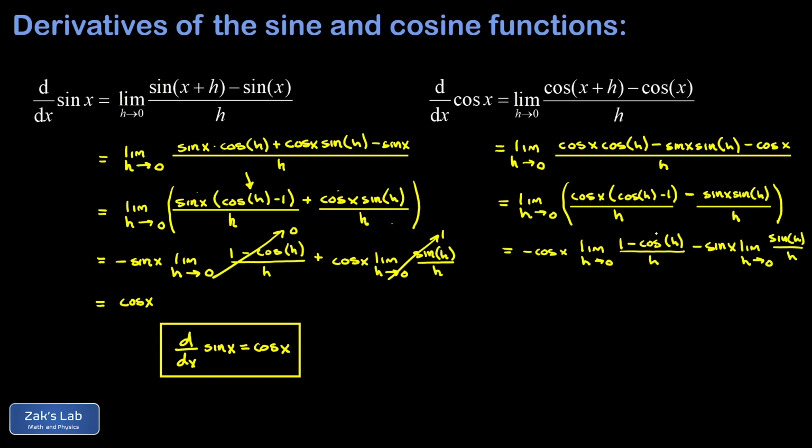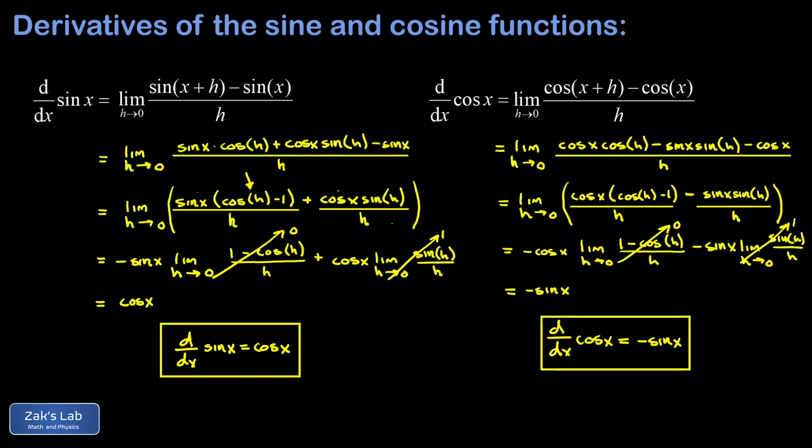So that cosine limit, 1 minus cosine h over h, vanishes, so that whole term is gone. And then the sine limit, sine h over h, that goes to 1. And the only survivor of this process is negative sine x. So the derivative of cosine x is the negative of the sine function.